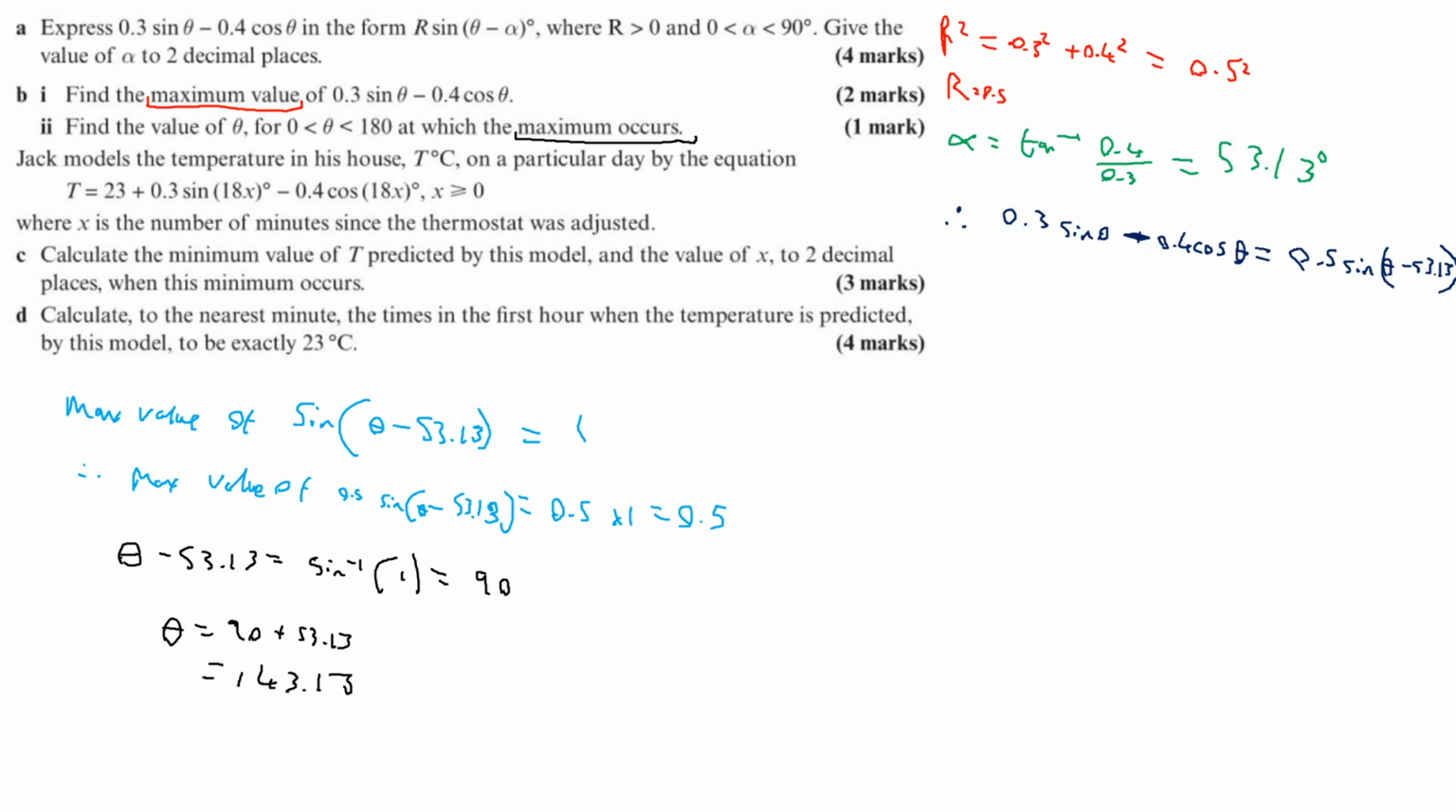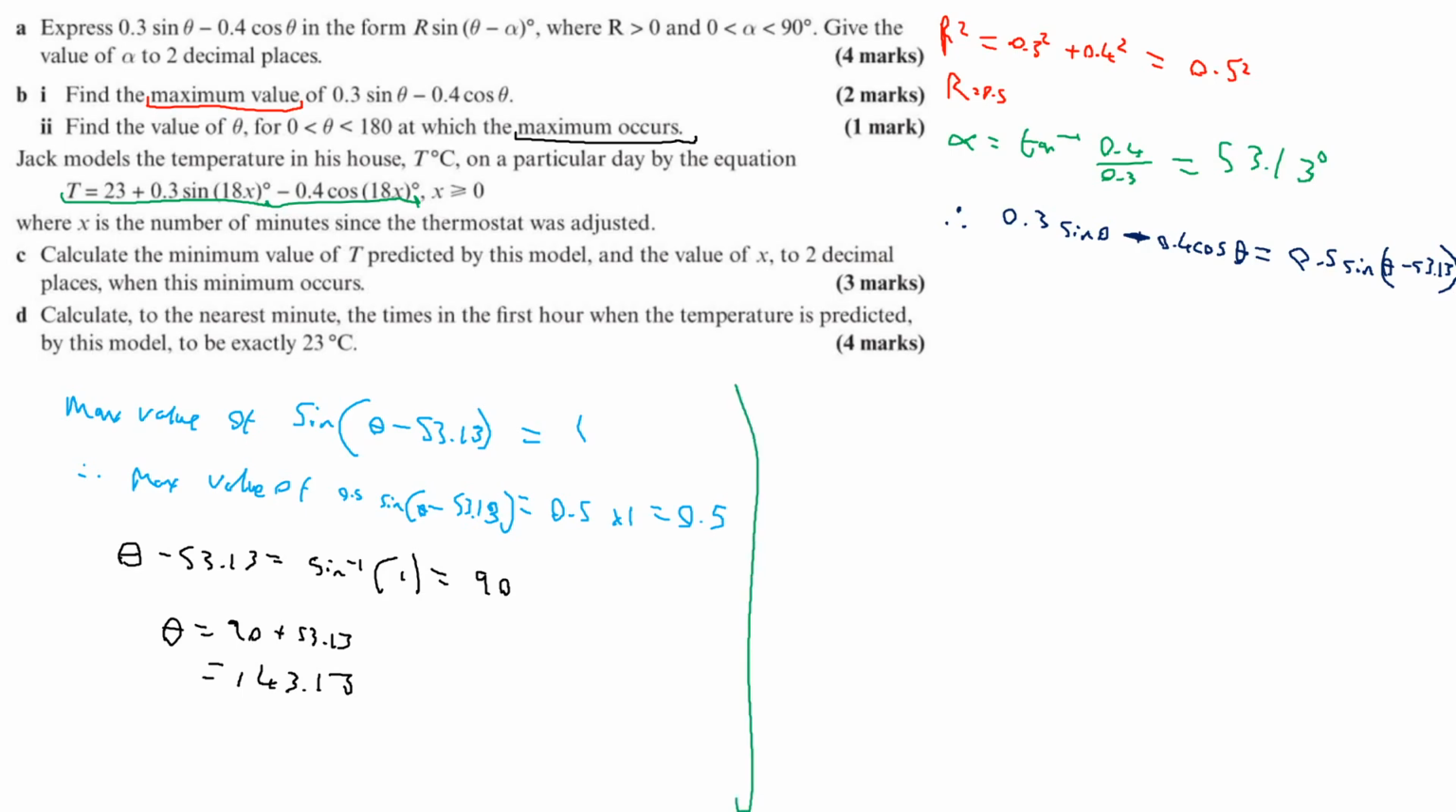Now, we can use this value to our advantage because Jack models the temperature of his house on a particular day and gets this to model his temperature. Sorry, all of this. So now calculate the minimum value of t predicted by this model, and also find the value of x to 2 decimal places.